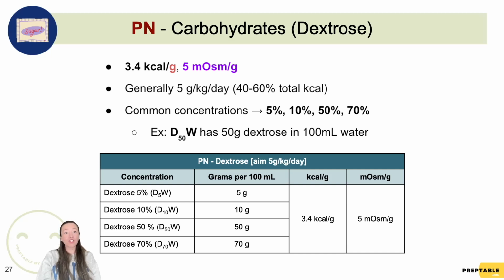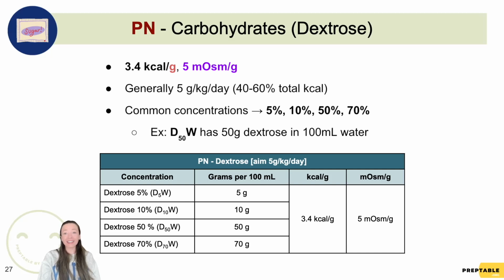Now, when it comes to determining the appropriate amount of carbohydrates for a patient, aim for up to 5 grams per kilogram of body weight per day. This will vary a bit based on the patient's body weight, so assure that the dextrose accounts for about 40 to 60% of the total kilocalories provided. Also, keep in mind that the dextrose solutions are supplied in a variety of concentrations, from 5 to 70%, with the common ones listed in this table here.